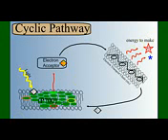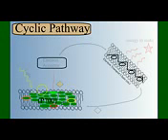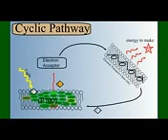Now, quick review of the cyclic pathway. What goes in? Well, light. What comes out? ATP. What machinery do you need? Photosystem 1 and electron transport chain. So the only product of the cyclic pathway is ATP.